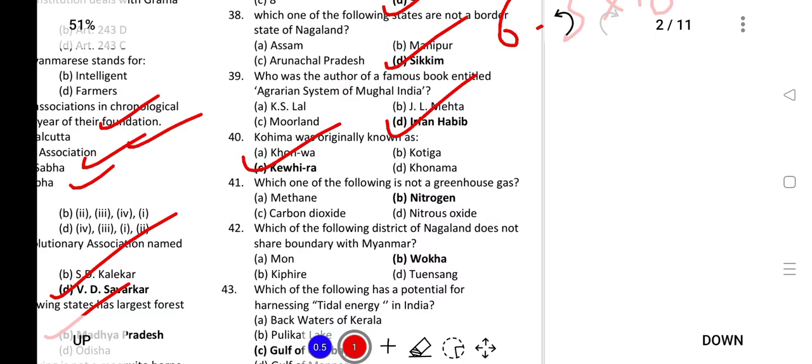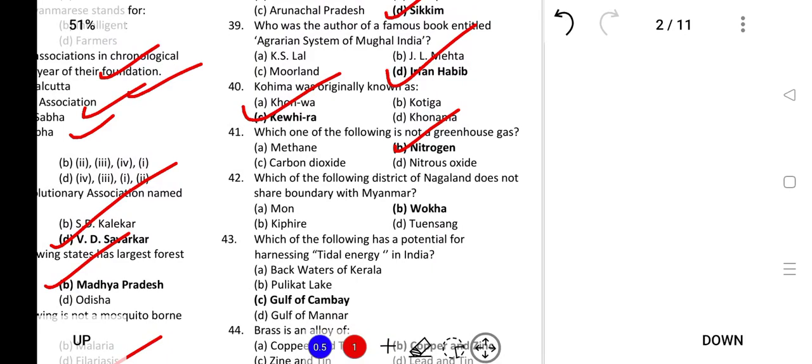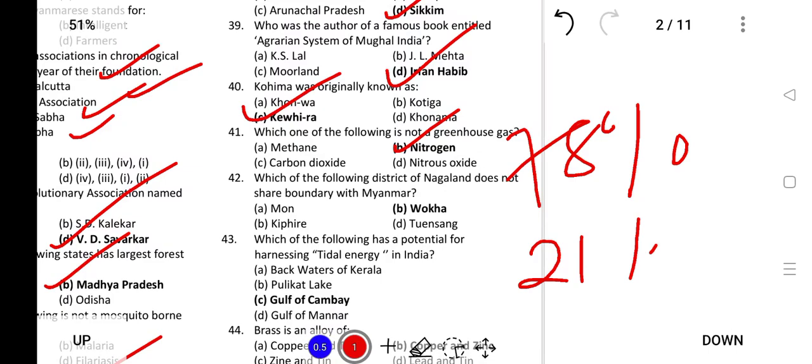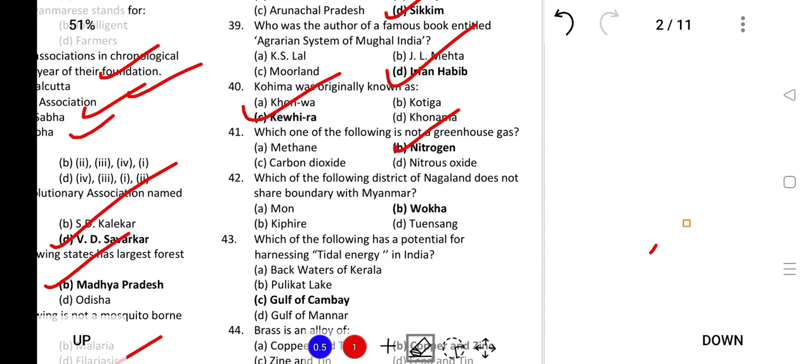Which one of the following is not a greenhouse gas? Nitrogen is not a greenhouse gas. Greenhouse gases all trap heat on the earth. So nitrogen is not a greenhouse gas. Nitrogen is 78% of the earth's atmosphere and oxygen is 21%. Remember this. Which one of the following districts does not share a boundary with Myanmar? Wokha.